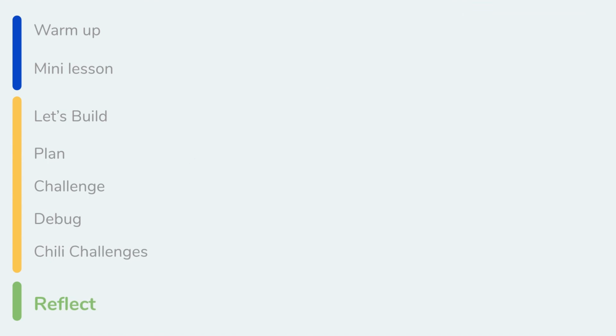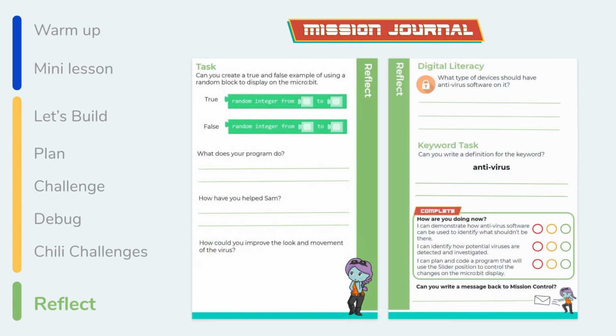The lesson is pulled together at the end in the Reflect section. Students complete the activities in the mission journal, which allow them to reflect on the challenge they have completed. Students are asked to document key aspects of their program, including thinking about how the final program could be developed further.